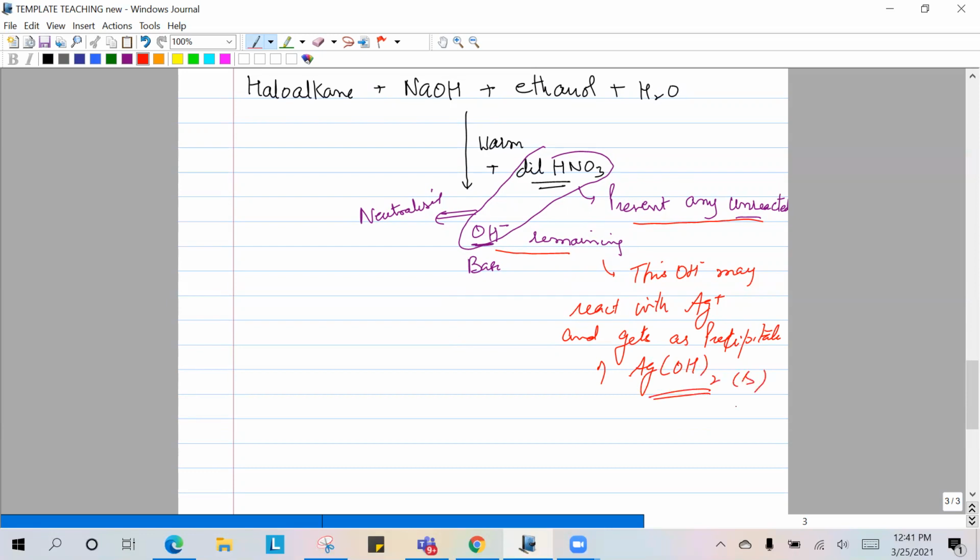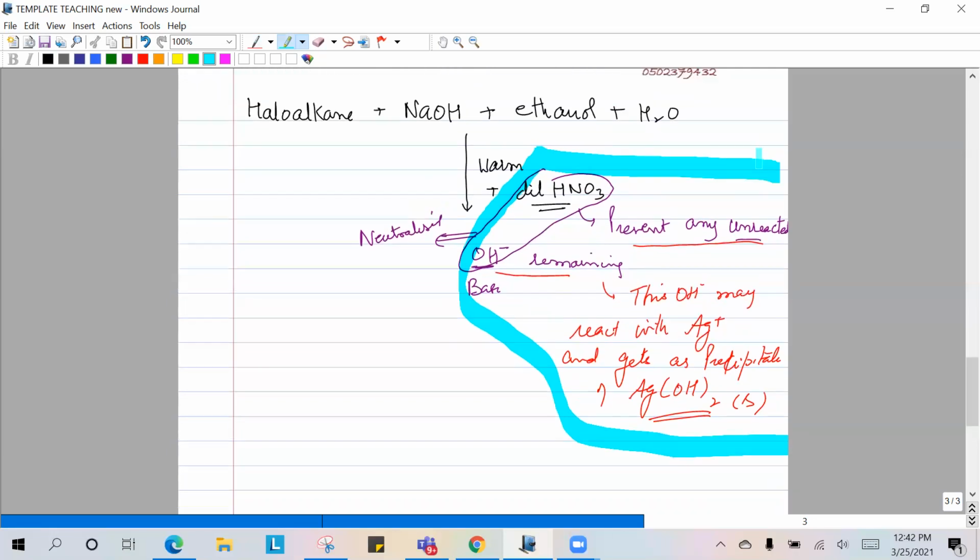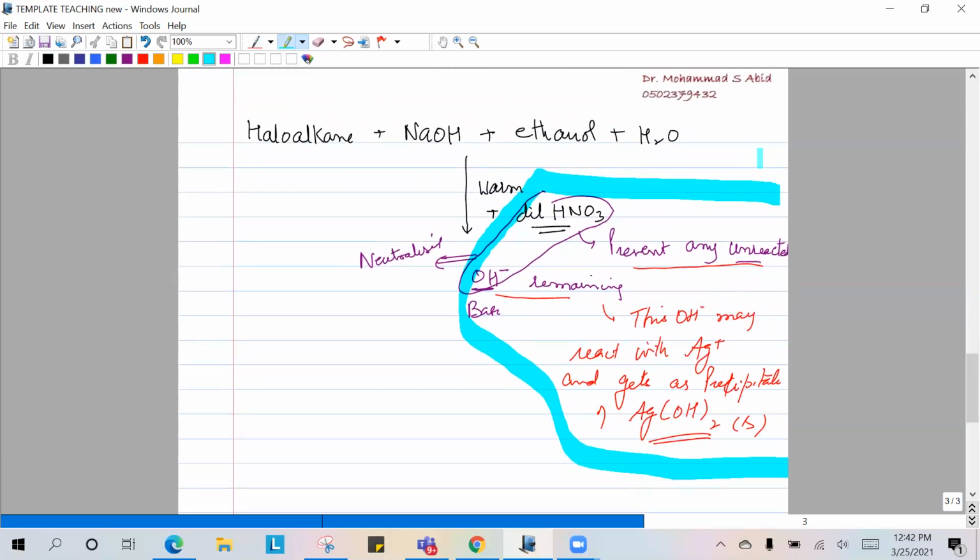So that will create an additional interference in your reaction. Silver precipitates will create additional interference in your reaction. So you don't want this to happen. So this is only the reason why you are adding nitric acid, if and when a question is asked about this. Otherwise, you are adding all those things, you are warming.